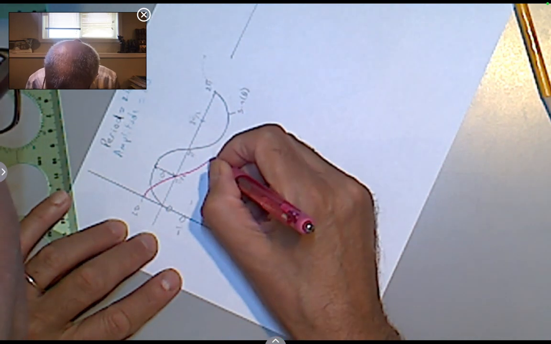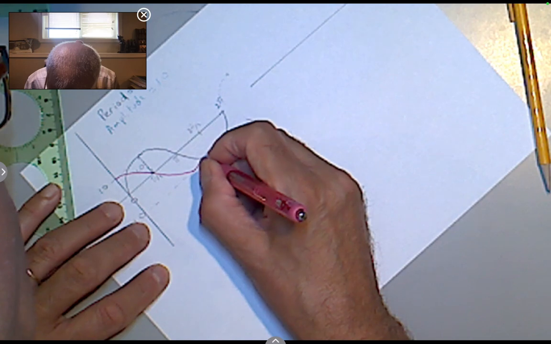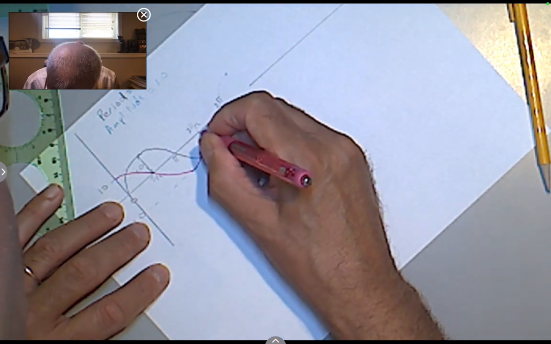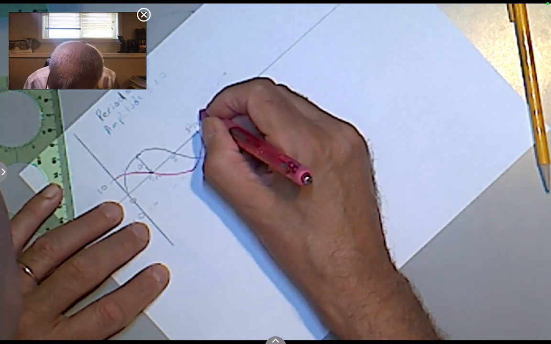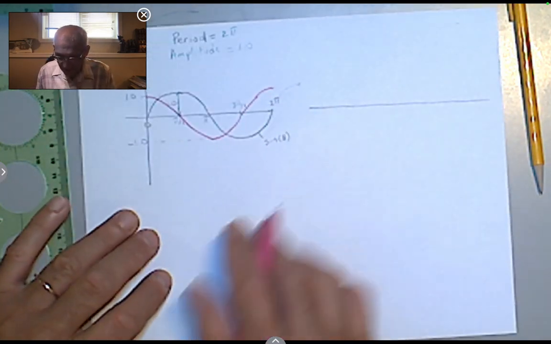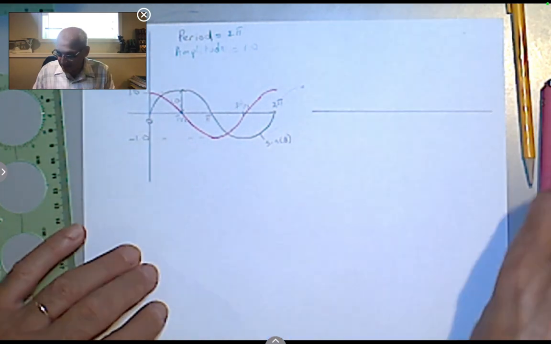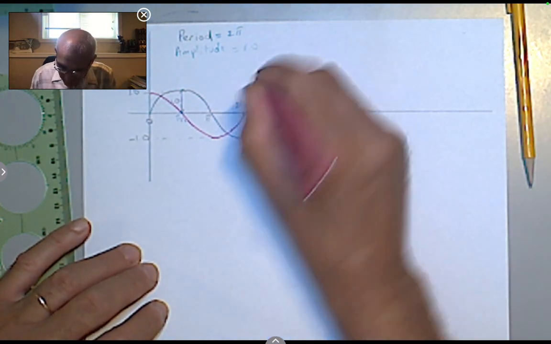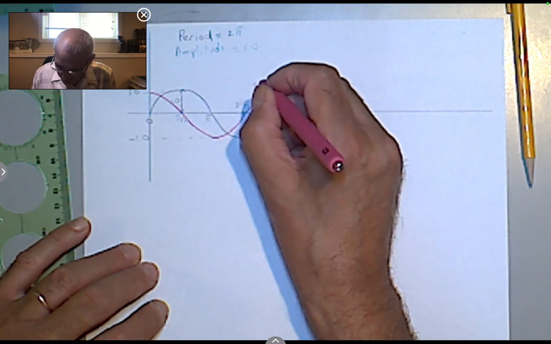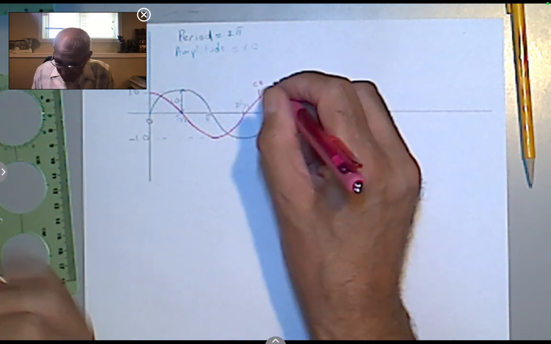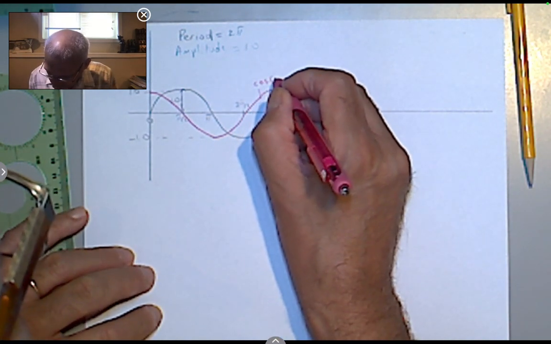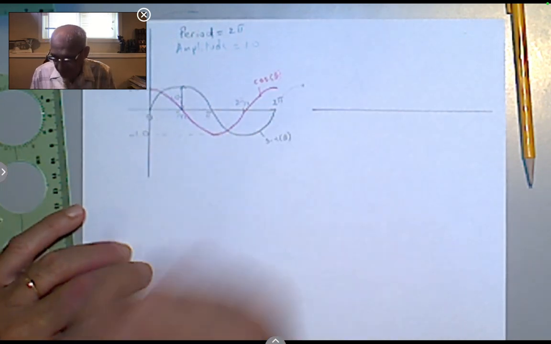And this goes like that. Goes down to negative 1 here. Goes back to 0 at 3 pi over 2. And then to 1 again. Okay? And that's the cosine graph. It has the same period and it has the same amplitude. This is cosine theta.